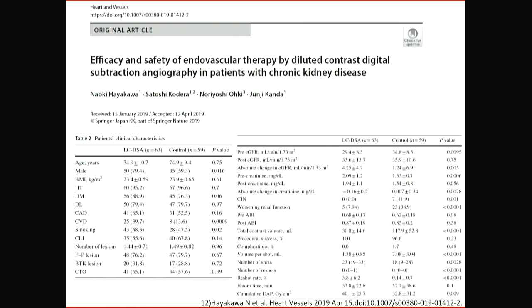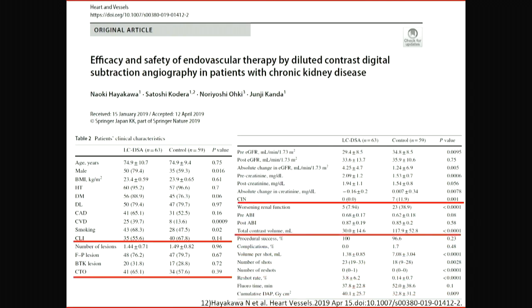And this year, we published this method. We analyzed 63 LC-DSA patients versus 59 standard PTA patients. Over 50% had CLI and over 60% had CTO, very hard, tight lesions. However, the CIN rate was 0% in the LC-DSA group, and the total contrast volume was dramatically reduced.